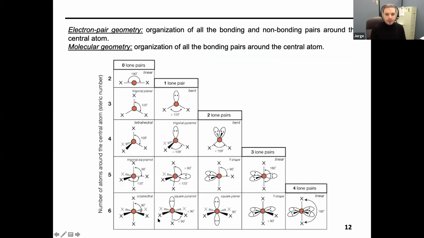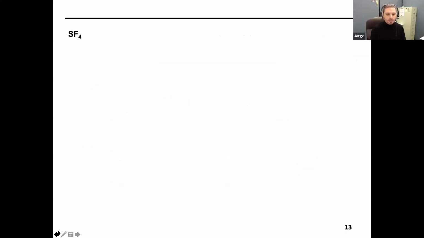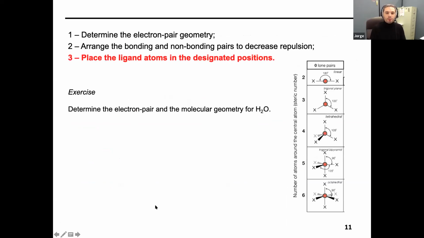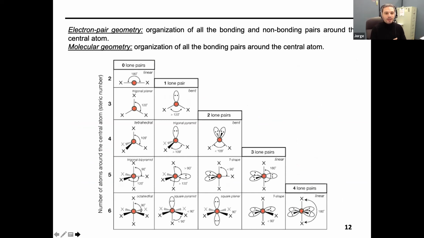All right, very good. So now that we know that in some cases the electron pair geometry can be different from the molecular geometry, we can expand the table. Okay, so now we have here still the steric number around the central atom, then the number of lone pairs for the central atom, and all the possible geometries.